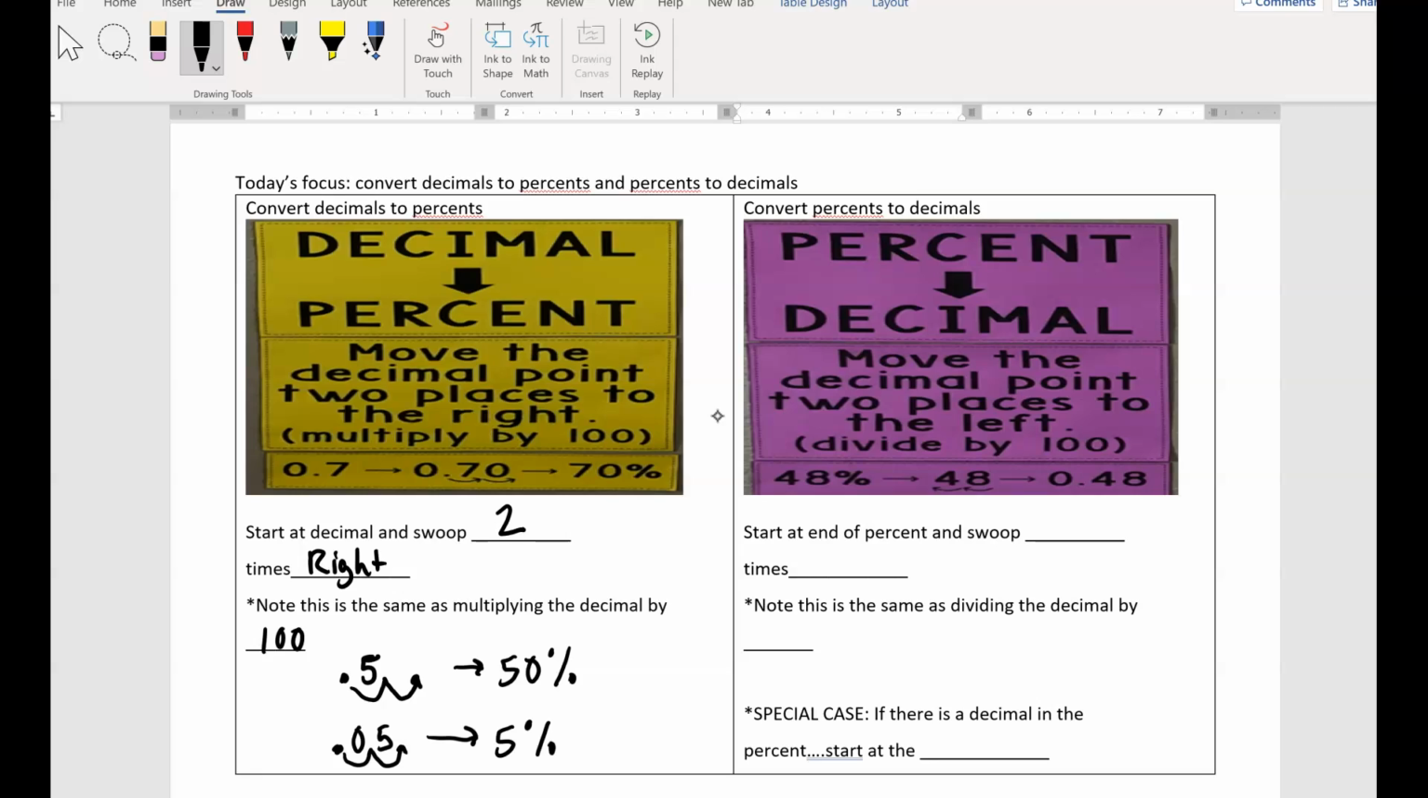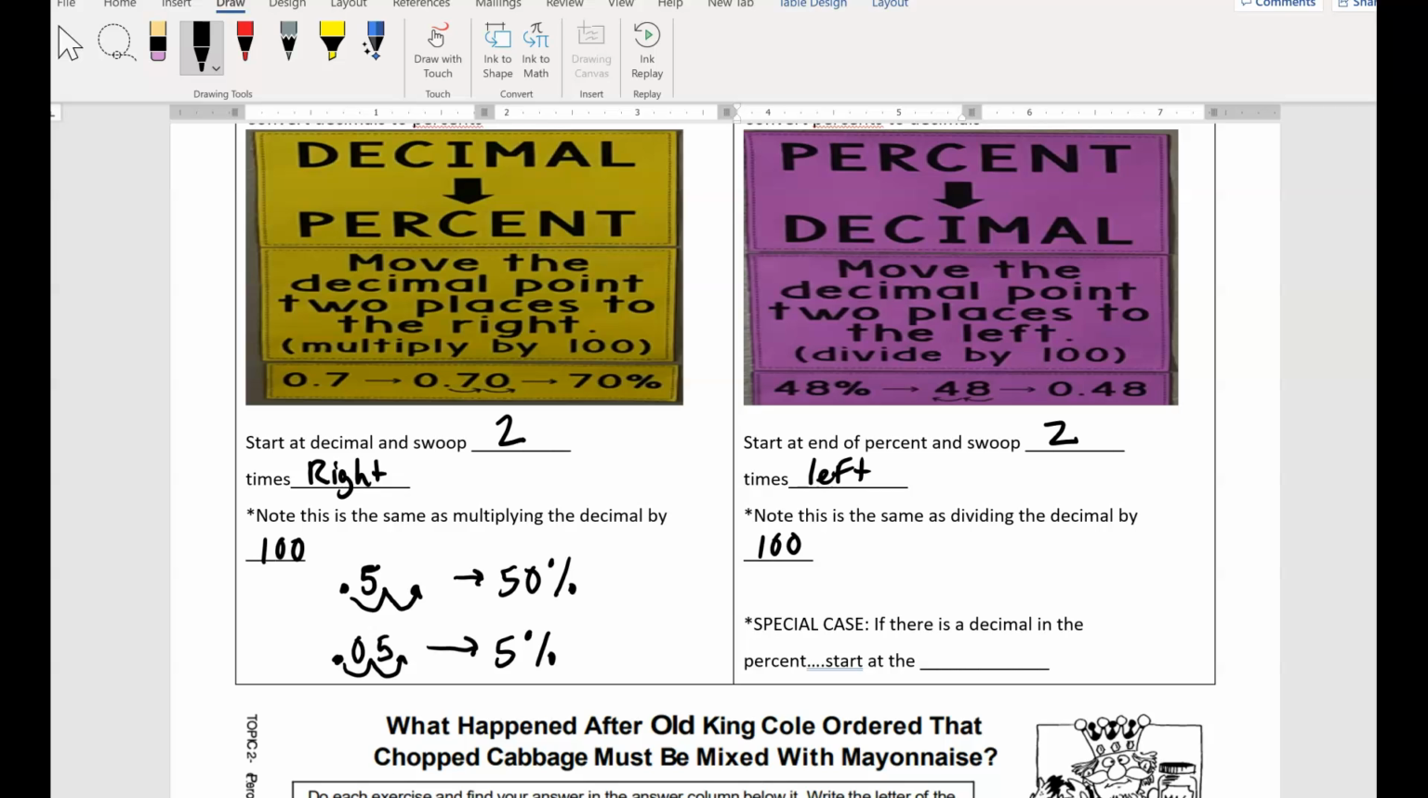Right? And then percent to decimal, we're going to go ahead and start at the end of the percent. Again, swoop 2 times, but this time move to the left. This is the same thing as dividing by 100. There is a special case here. If there is a decimal point in the percentage, you start at the decimal and still move 2 places to the left. So for instance, if I have 10%, I'm going to swoop once, twice left, and that is the same thing as 0.10 or 0.1.